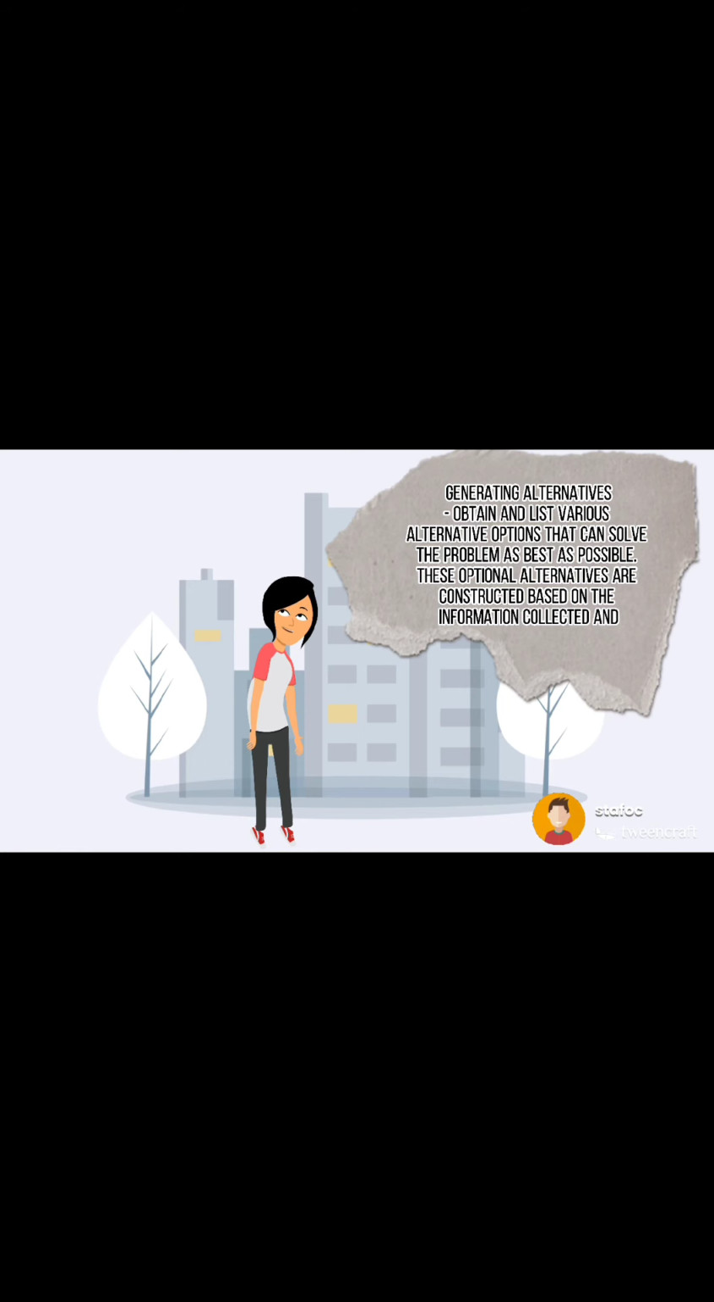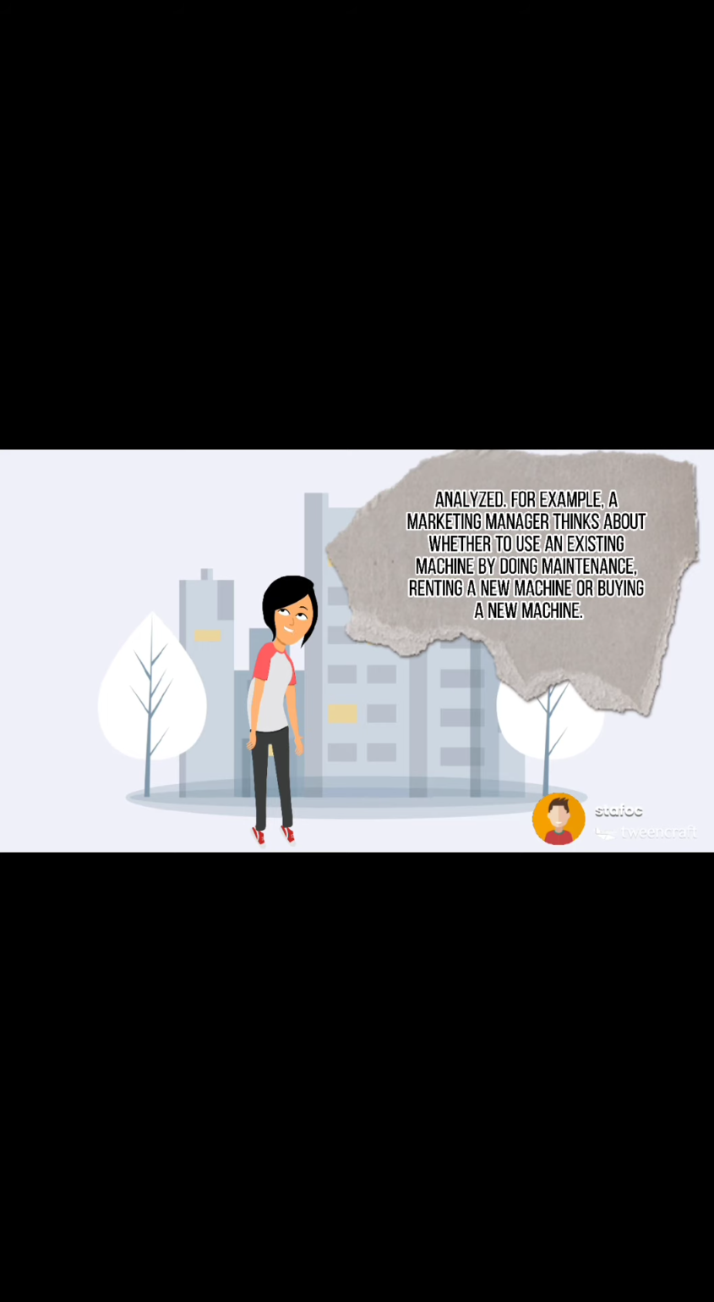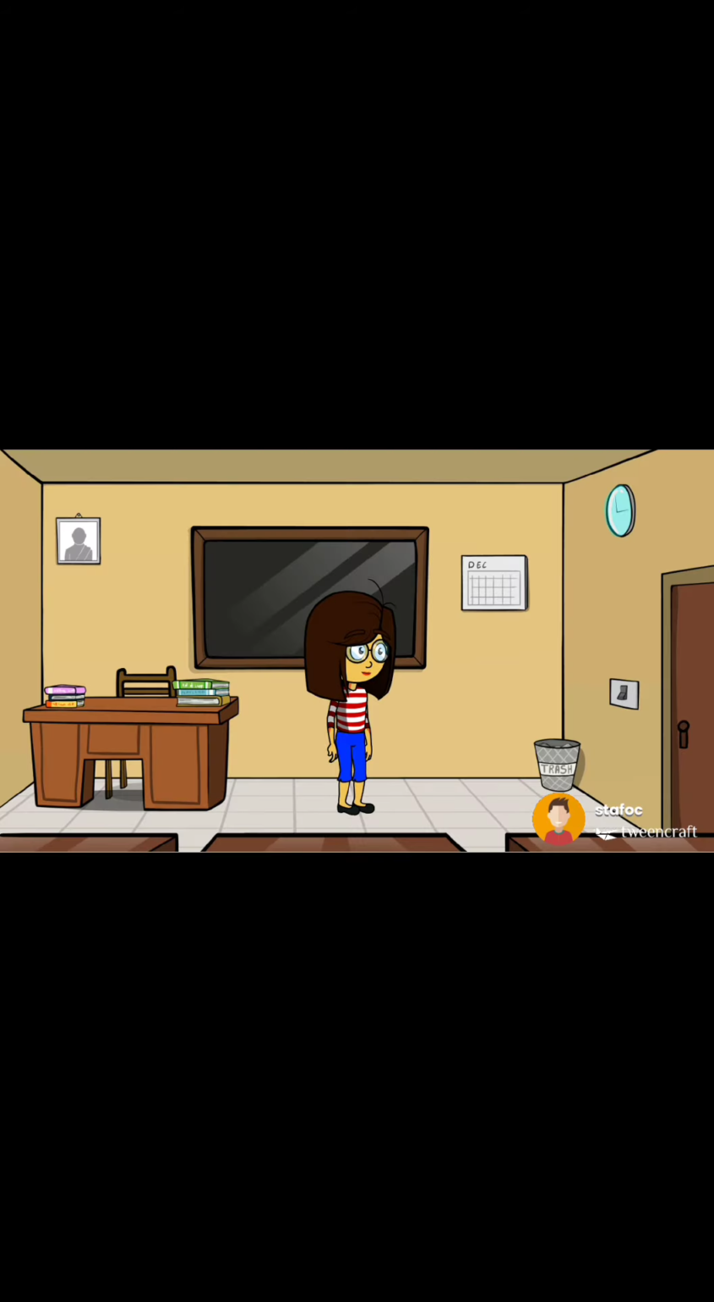4. Generating alternatives. Obtain and list various alternative options that can solve the problem as best as possible. These alternatives are contrasted based on the information collected and analyzed. For example, a marketing manager thinks about whether to use an existing machine by doing maintenance, repairing a machine, or buying a new machine.